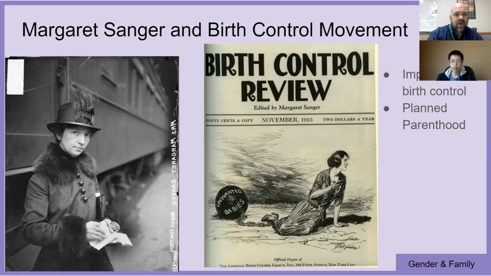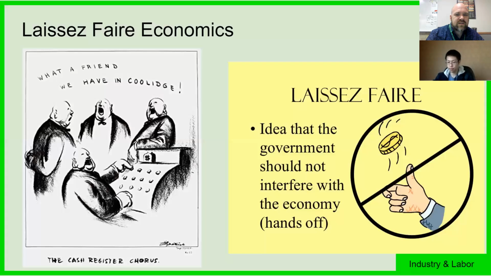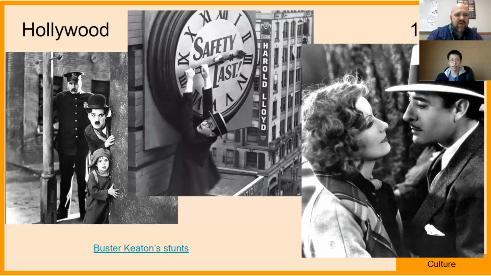Okay. All right. So we've talked about the changing role of women. We talked about African Americans and the Great Migration and the change of African Americans. We have to talk about economics a little bit. Okay. So President Coolidge and President Harding.